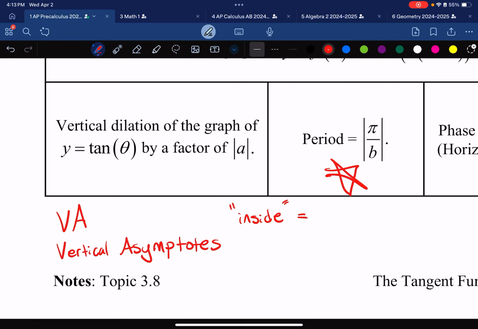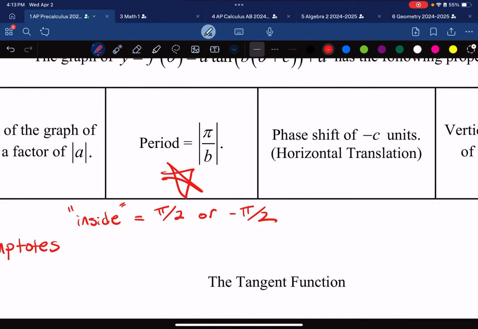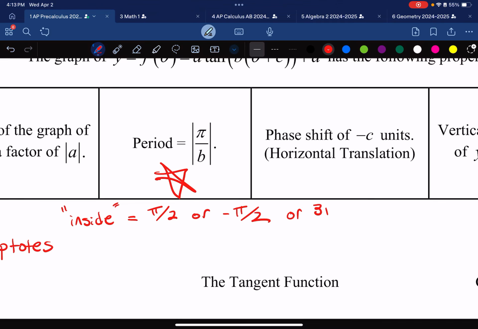When the inside is set equal to a bad value, either pi over 2, or negative pi over 2, or, what's another one? Or 3 pi over 2. All of these are bad values. Usually I just choose the first one, pi over 2. This is a bad value. Why is this bad?